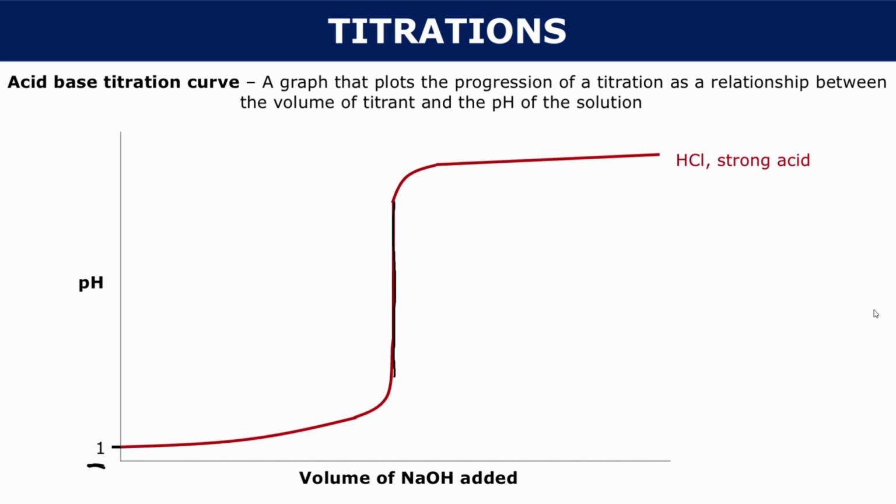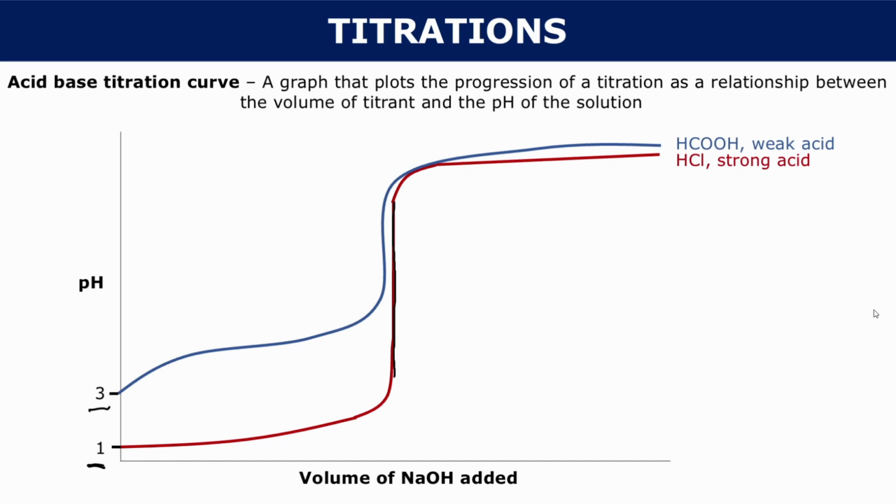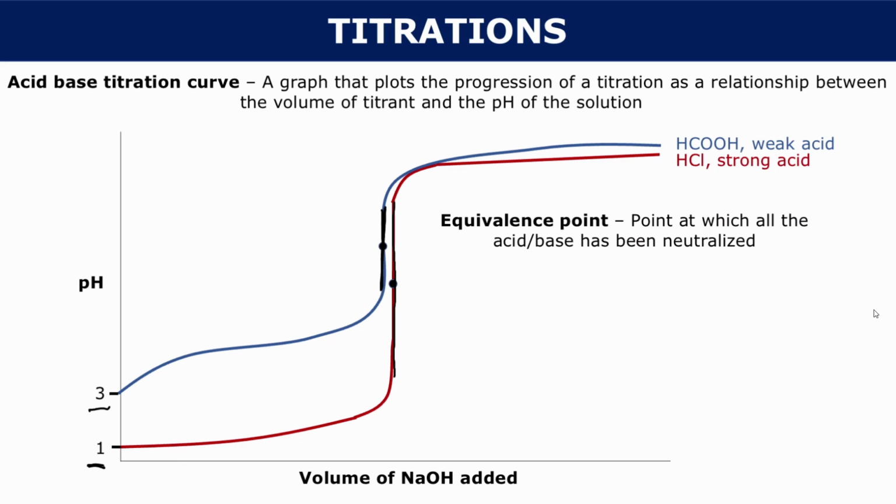That long vertical line is really distinctive, and it's present in basically all titration curves. If we look at a weaker acid, something like HCOOH, it would start at a higher pH and would still have that distinctive vertical line. Essentially, they have the same shape, but their plot values are a bit different. The middle of that vertical line is called the equivalence point.